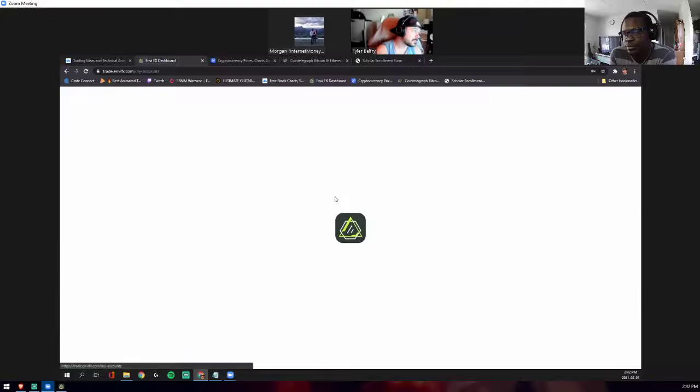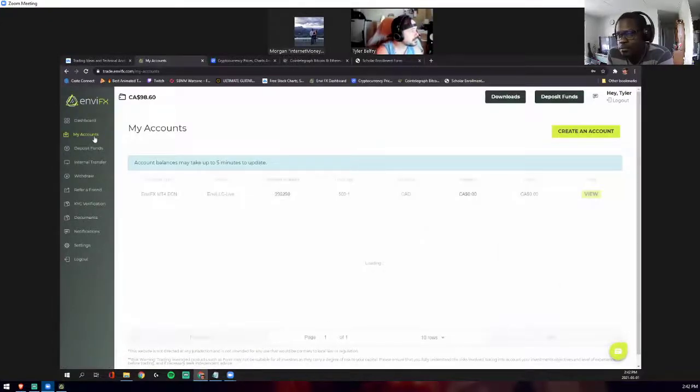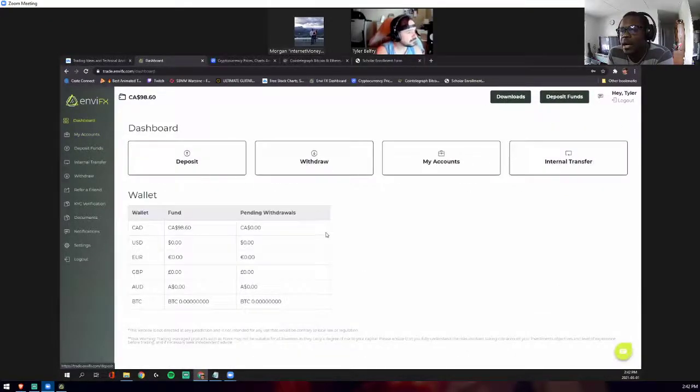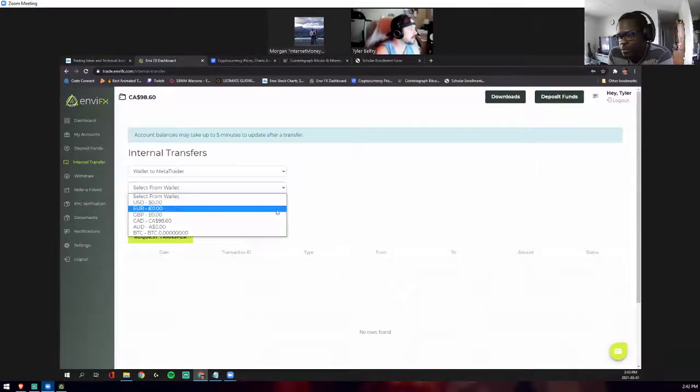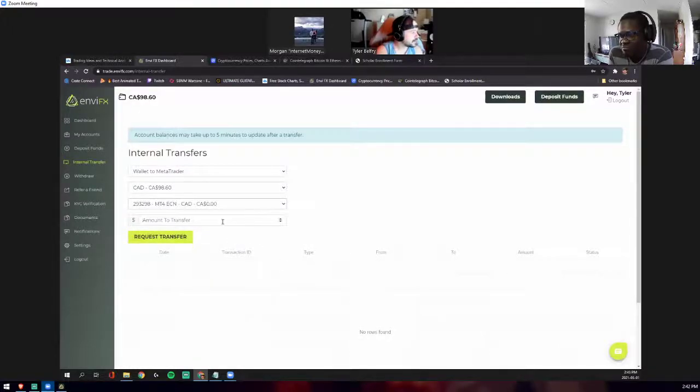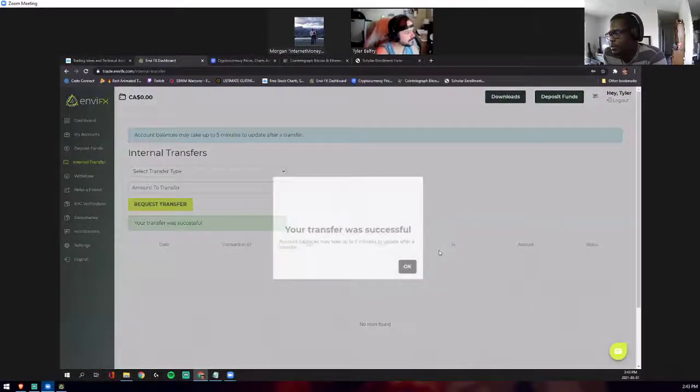Exactly. So I go to my accounts. Internal transfer. I go from my wallet in my NVFX to my MetaTrader. Select from wallet. MetaTrader, amount to transfer 98.60. Request transfer. Now it'll take 5 minutes, but usually it's quicker than that.